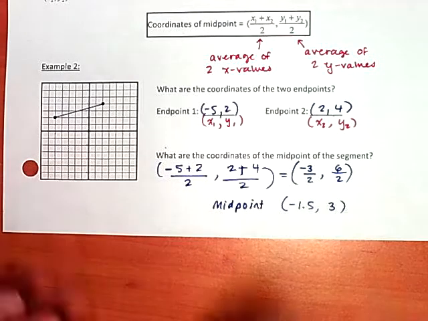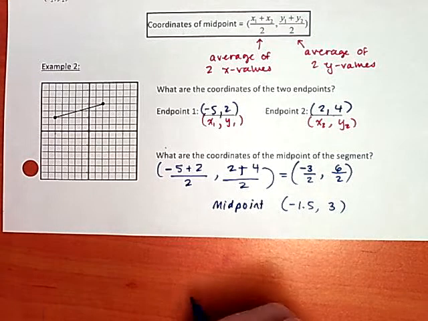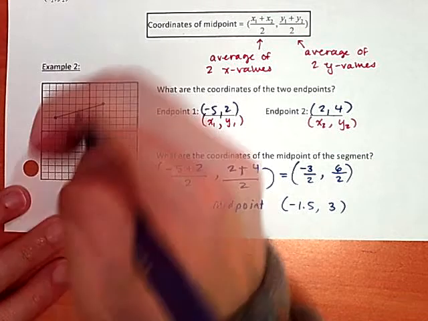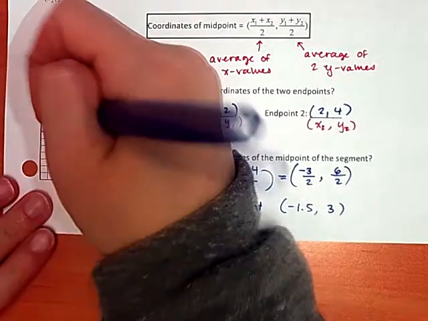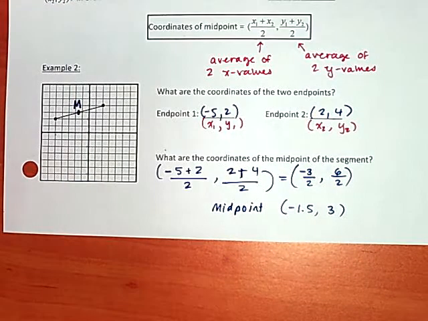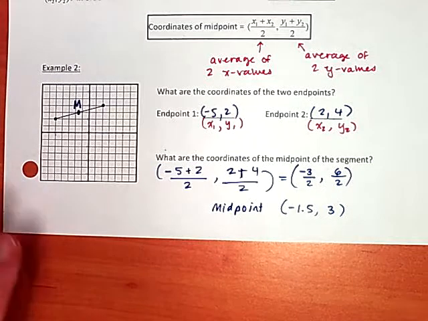Okay, now to check my work, I could plot this point and see if it looks like the midpoint. I'll know I'm off, first of all, if it doesn't even fall on the line, but second of all, if it doesn't look like it's halfway in between. So if I go over 1.5 and up 3, that gives me that point right there, and that does look like the halfway point, so I think we did our work right.